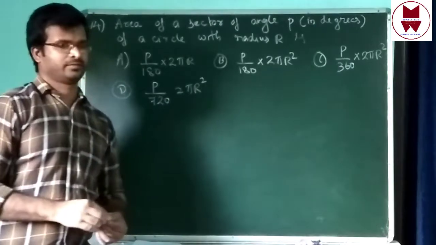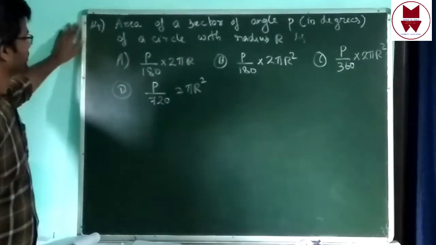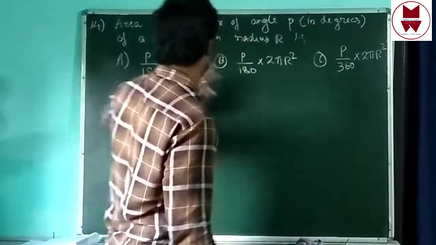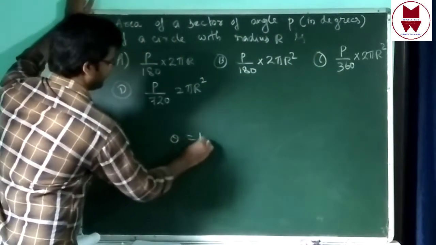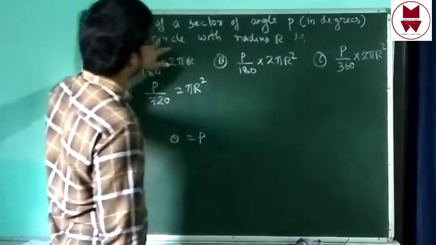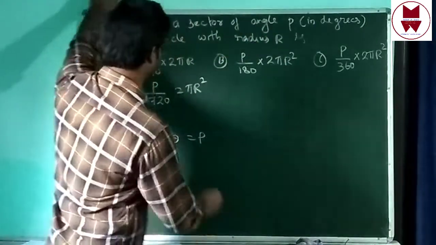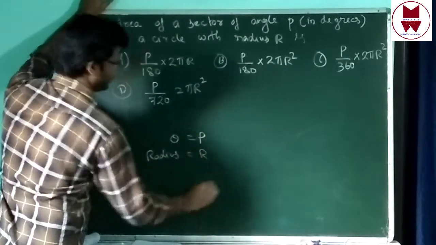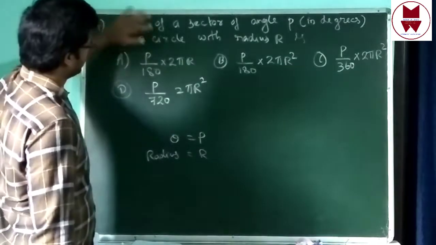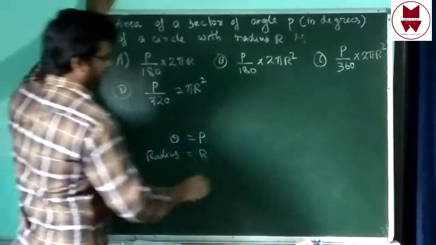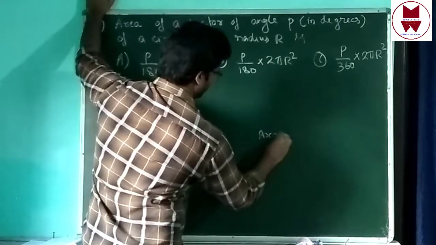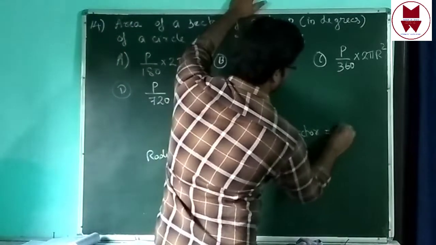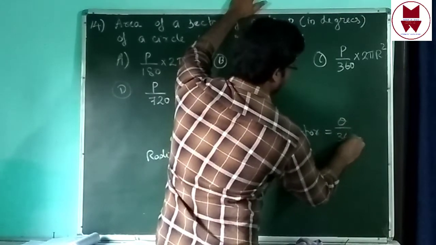This is our last question, one multiple choice. In this question, area of sector of angle P in degrees, that means theta is P, of a circle with radius R. Radius is given, that is R. These two things are given. Then we can see what is the area of sector. Area of sector formula you know: theta by 360 into pi r square.